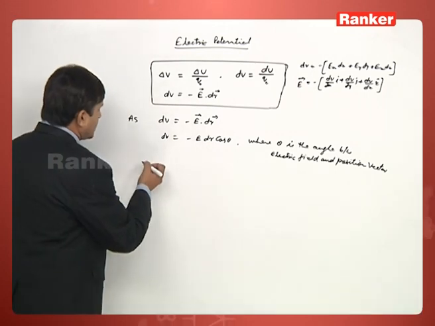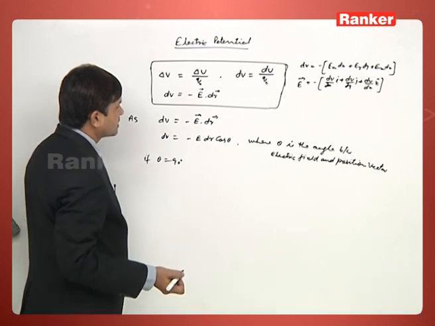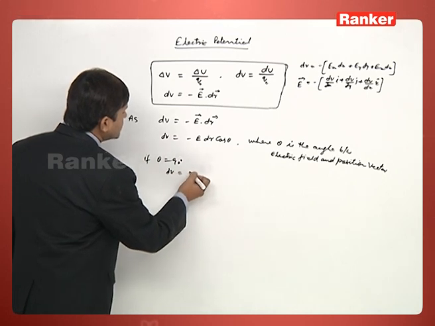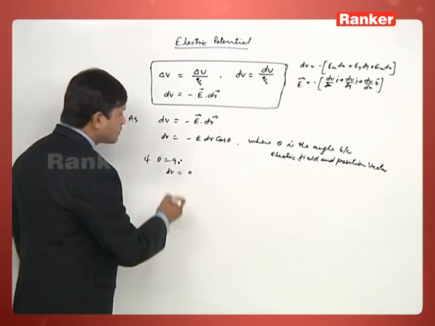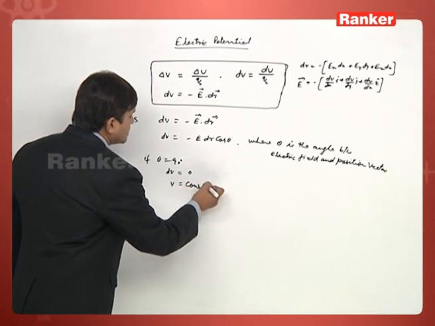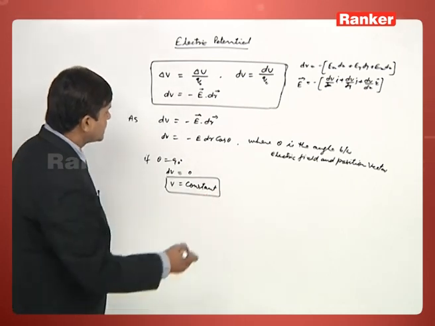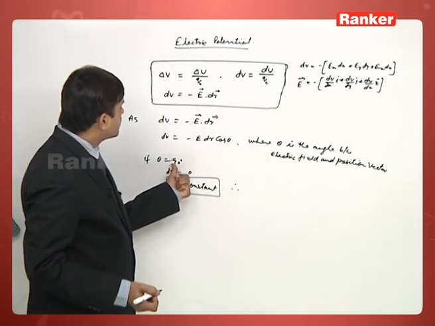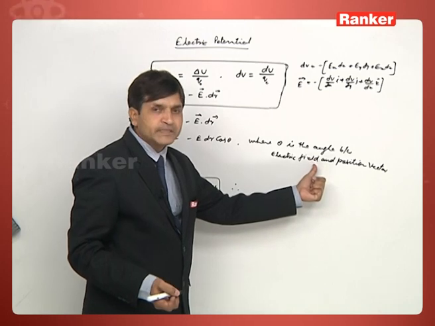Now, if theta is your 90 degree, so what I found? That gives us dV is equal to 0. dV is equal to 0 means change in potential is 0. So V is equal to constant. This is a very interesting result we are getting here. So what is the conclusion from this expression? When theta is 90, theta 90 means perpendicular to electric field.